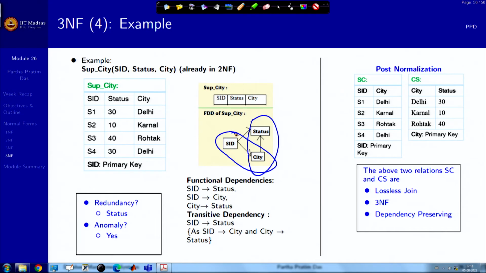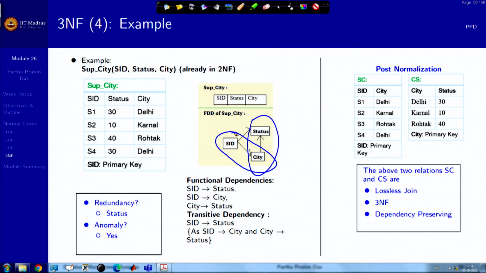As you do that, SID is a key of the SC component and city is the key of the CS component. City is the common attribute, it is the key of CS. So, city will ensure that the join is lossless.